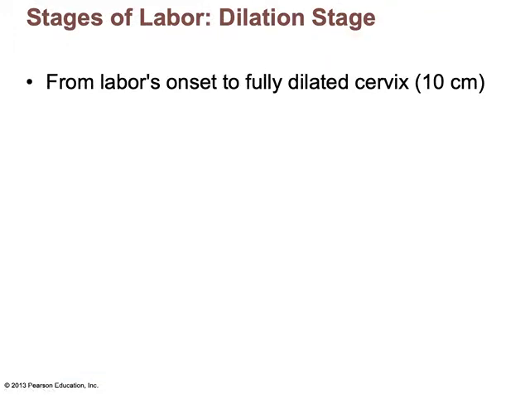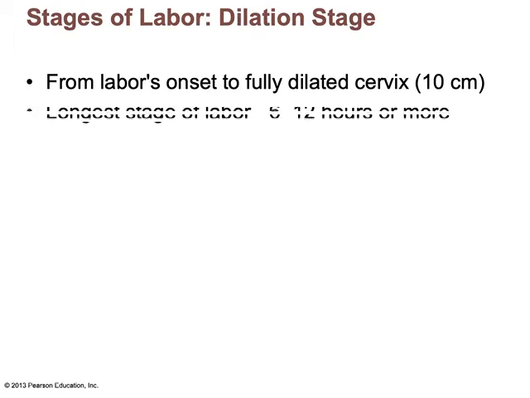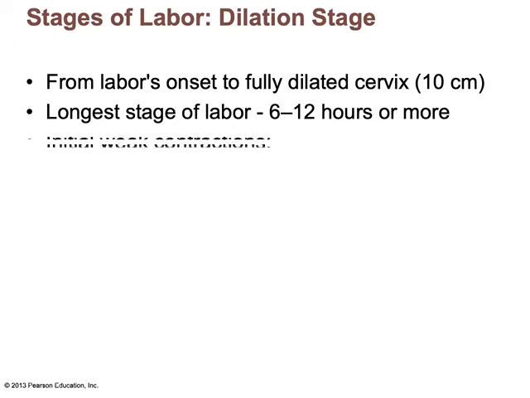From labor's onset to a fully dilated cervix is the dilation stage. The longest stage of labor, which takes about between 6 and 12 hours, is to allow that opening to get big enough to get the baby's head through. Now, this is assisted by the effect of relaxin on the pubic symphysis and the fact that the cranial bones can somewhat change their shape. Because of the presence of the fontanelles, the head actually takes on a slight jelly bean shape as it moves through the birth canal and makes it easier for the baby to pass.